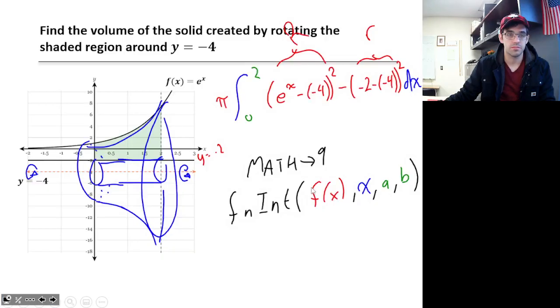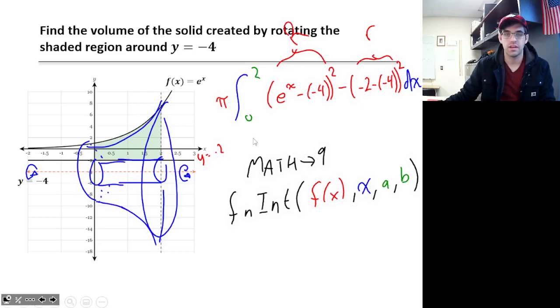Alright, some examples here. If I put some names to those functions, the top function f of x is equal to e to the power of x. Our lower function is the horizontal line y equals -2. And our axis of rotation is the horizontal line y equals -4.